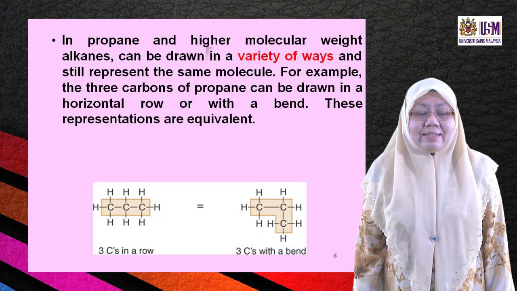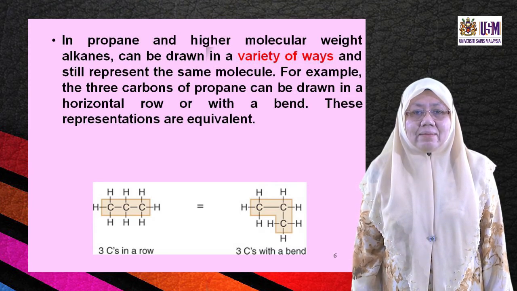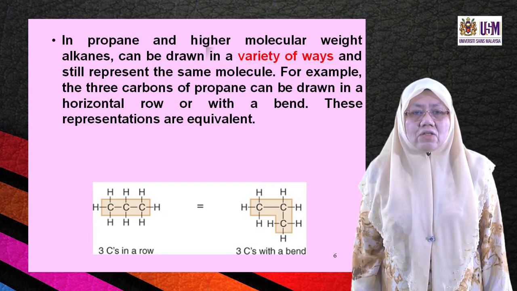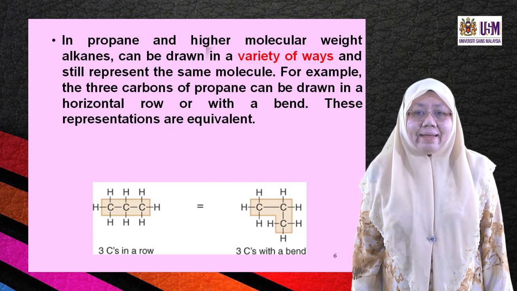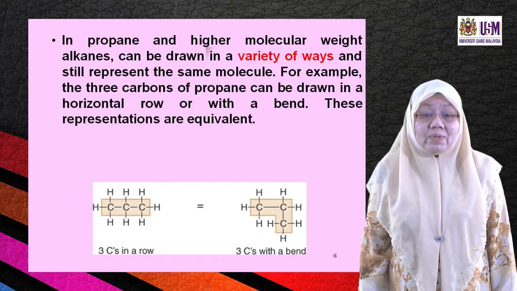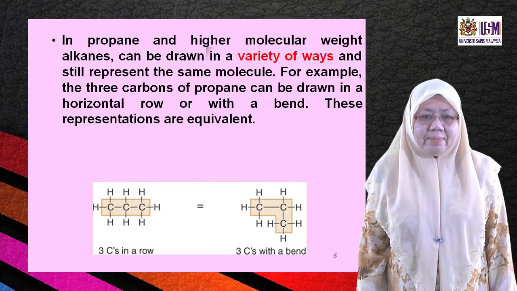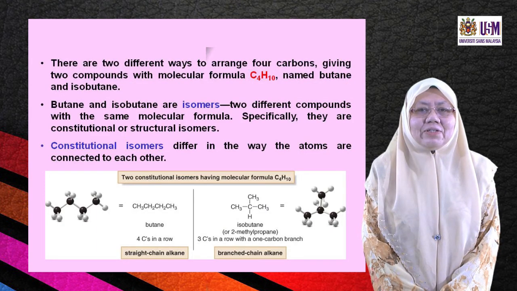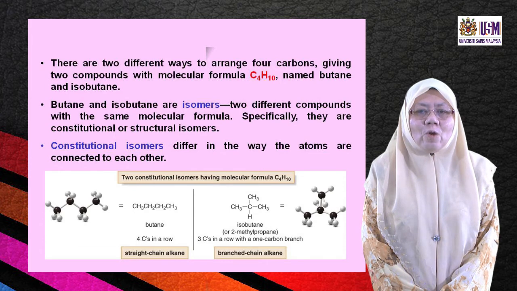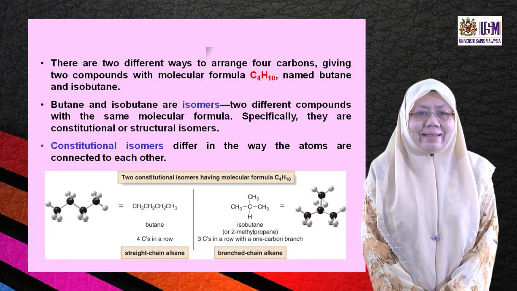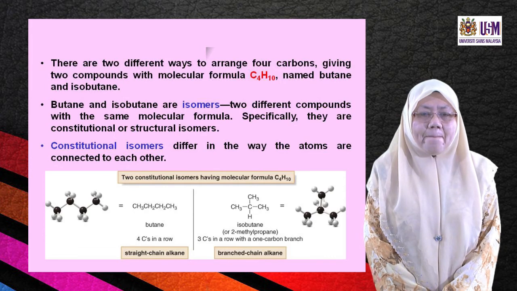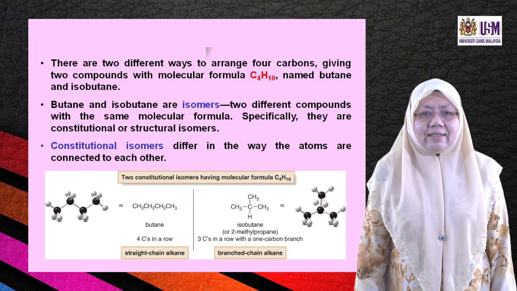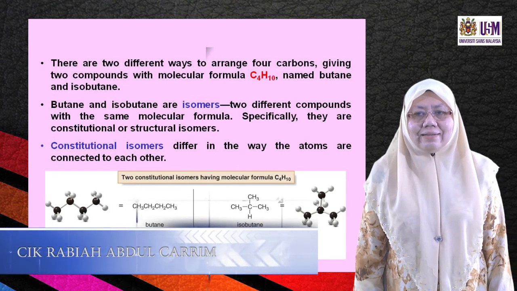Okay, propane and other higher molecular weight alkanes can be drawn in a variety of ways and can still represent the same molecule. For example, the three carbons of propane can be drawn in a horizontal row or with a bend. These representations are equivalent, as we can see in the diagram given below. There are two different ways to arrange four carbon atoms, giving two compounds with molecular formula C4H10, named butane and isobutane. Butane and isobutane are isomers, two different compounds with the same molecular formula. Specifically, they are constitutional or structural isomers.